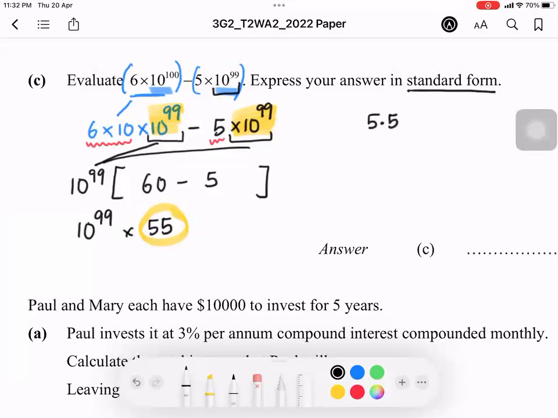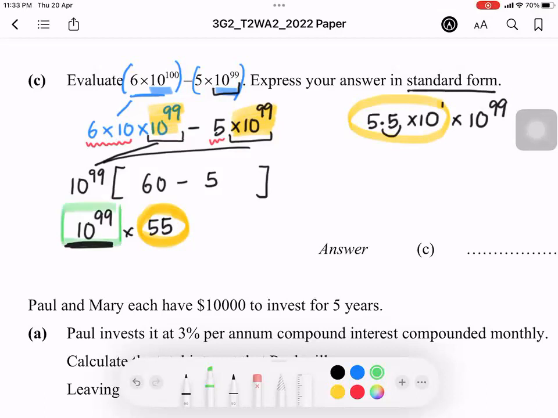5.5, right? If I need to change it to 5.5, I need to have times 10 to the power of 1. And at the back, there's still another 10 to the power of 99. So I changed the 55 to 5.5 times 10 to the power of 1, and I keep the 10 to the power of 99, bring it over. All right, then now I'm going to change this to standard form, 5.5 times 10 to the power, here 1, here another 99, so 100.